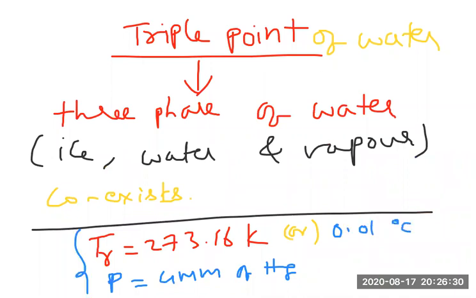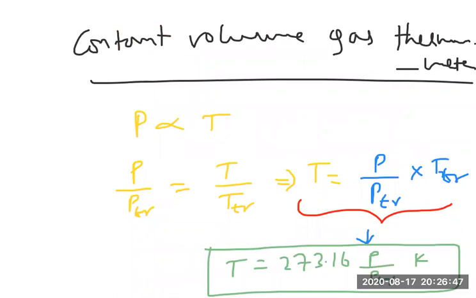These are the special situations where the three phases of matter coexist. Okay, beta, you just need to remember this information and this formula. Nothing to worry. Volume constant means pressure is directly proportional to temperature. This is also a gas law.